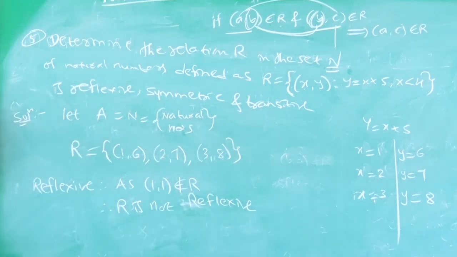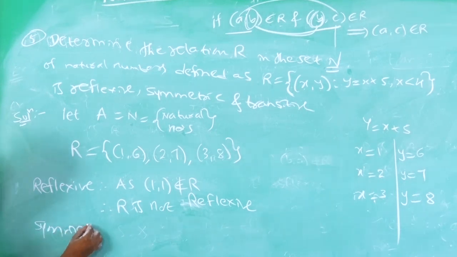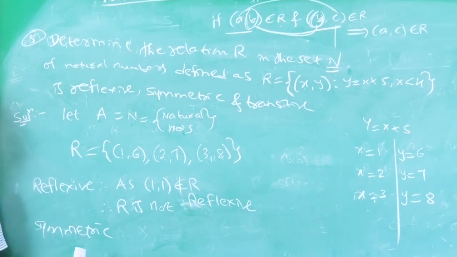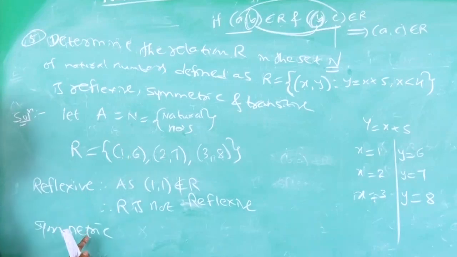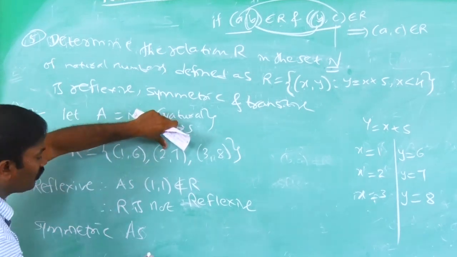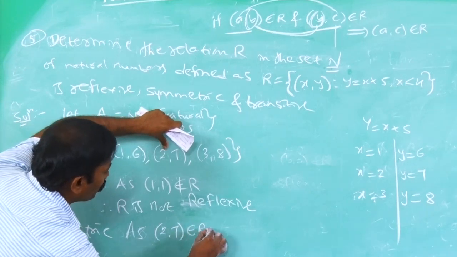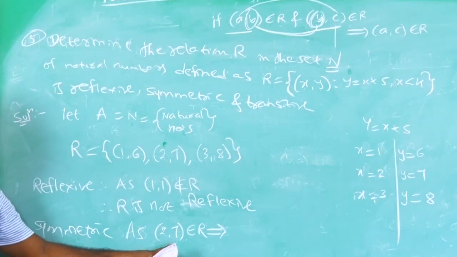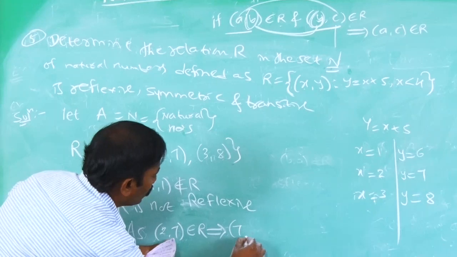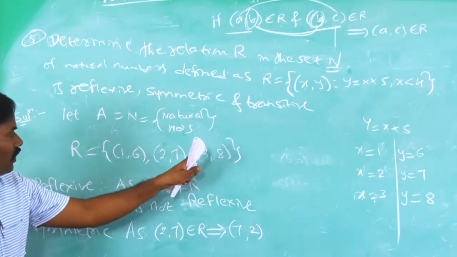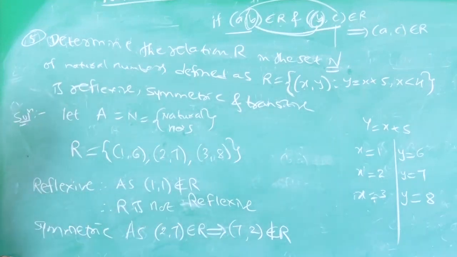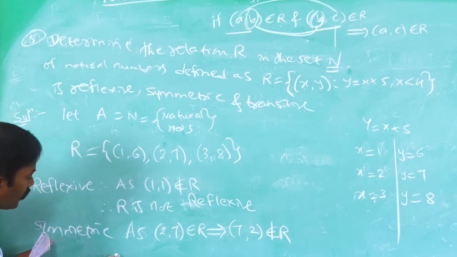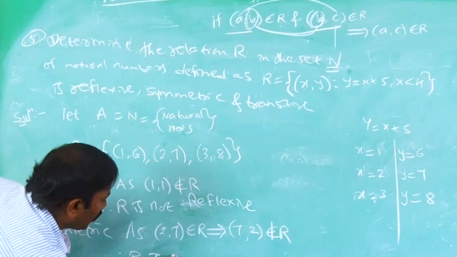Okay. Now the second one is symmetric. What is the symmetric condition? If for all the pairs in the relation the inverse also lies in the relation, then only the relation is symmetric. Now take any one pair from the relation set. Suppose we take the ordered pair 2 comma 7 belonging to R. Now take its inverse: the inverse of ordered pair 2 comma 7 is 7 comma 2. 7 comma 2 does not lie in the relation. That's why this relation is not symmetric. Therefore R is not symmetric.